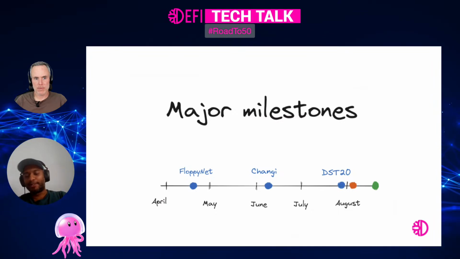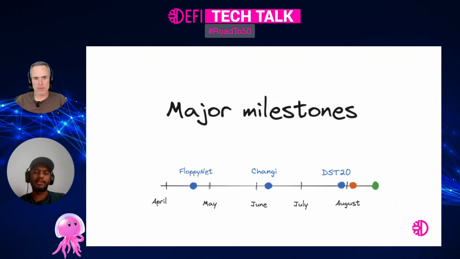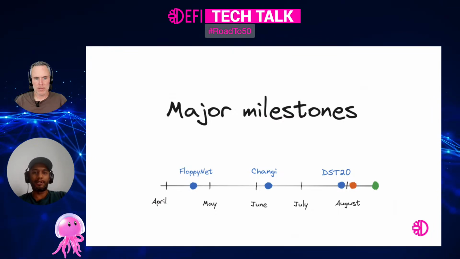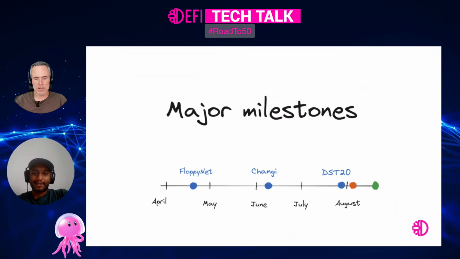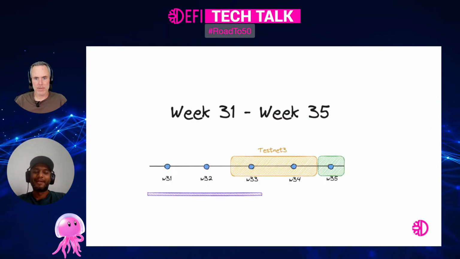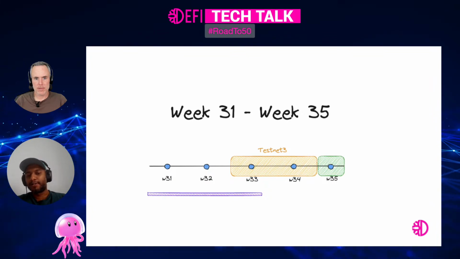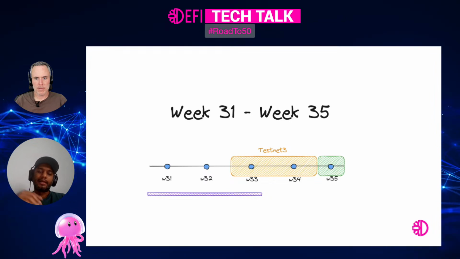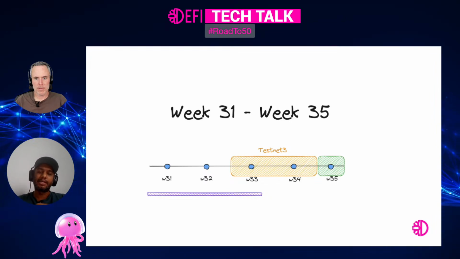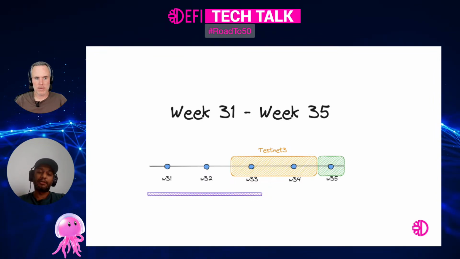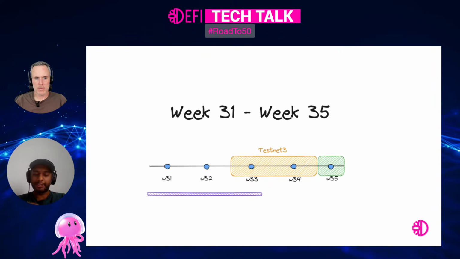So we'll zoom in, and the green dot is by the end of August, where we want to get to a place where we can start mainnet. Right? So let's zoom into that a little more. Week 31 is where we are. The purple one on the bottom is the Changi network. Early next week, once we make sure we get everything in this week, the plan is to get it to a point where the network is very stable.